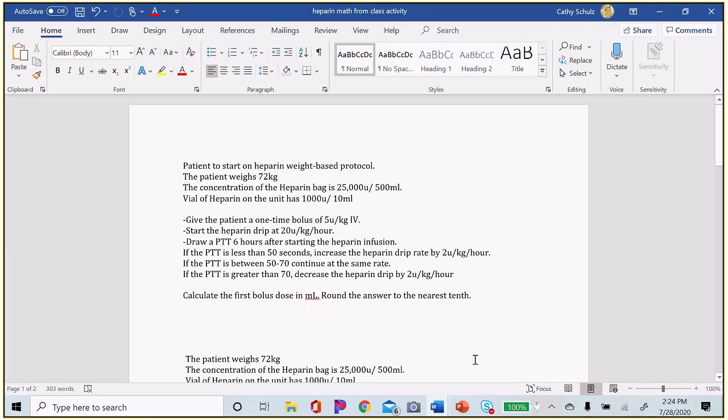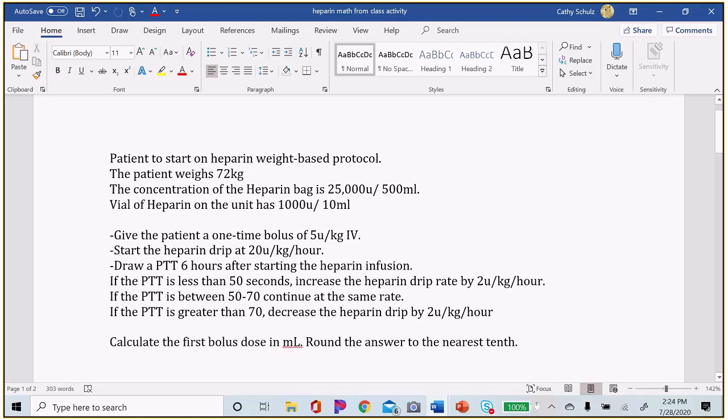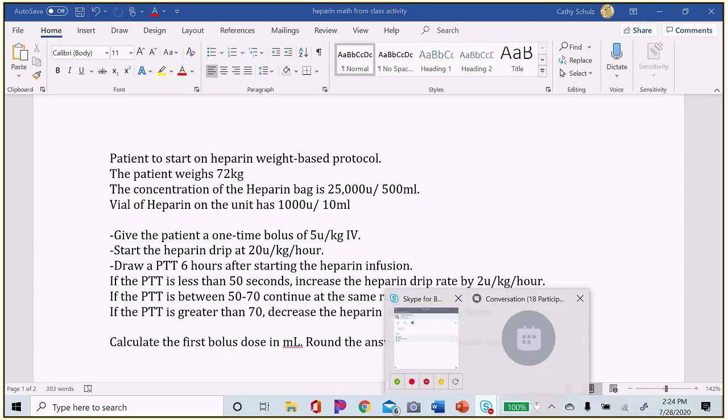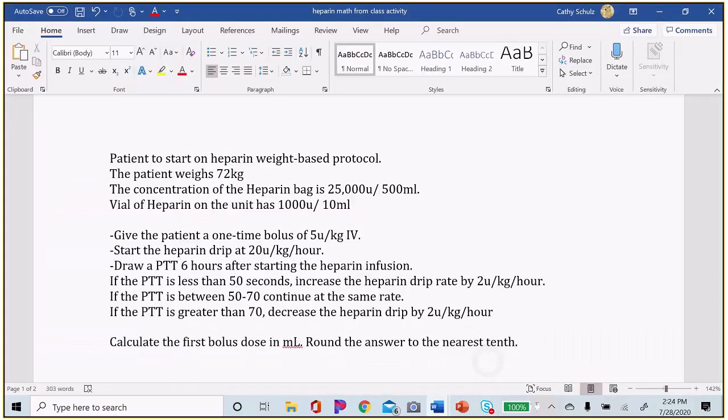It'll be a big order sheet. So your patient will be starting on a weight-based protocol. And it'll be based on their weight, and it should be in kilograms.